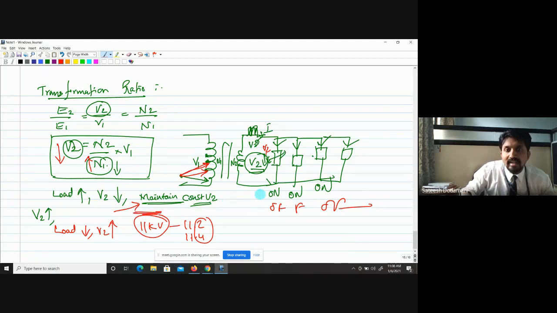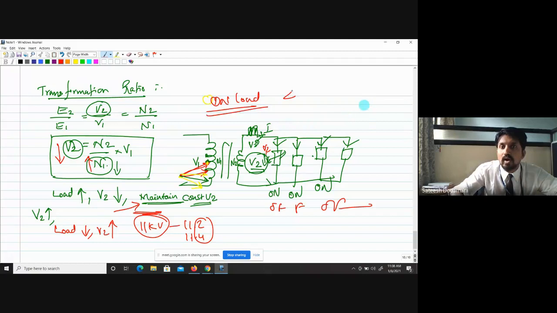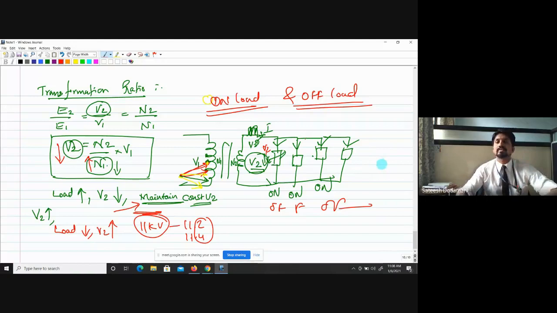So if you connect it here, then if you want, you move from here to here, or here. In this way, you change the number of turns in the primary and maintain the secondary voltage. This is how a tap changing transformer works. It works during on load as well as off load. On load and off load, two types of tap changing transformers are available.